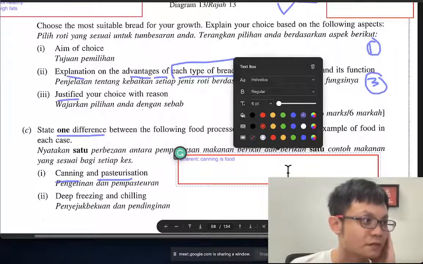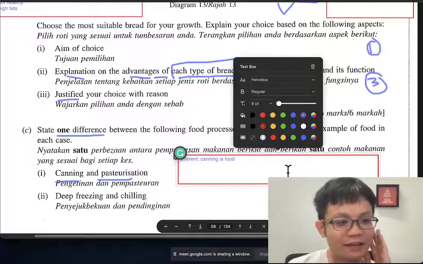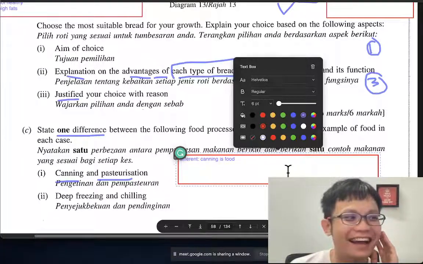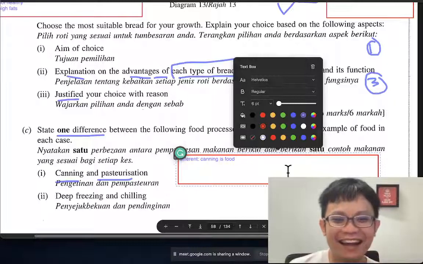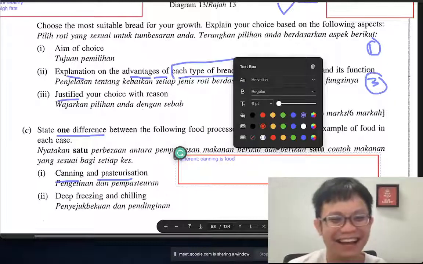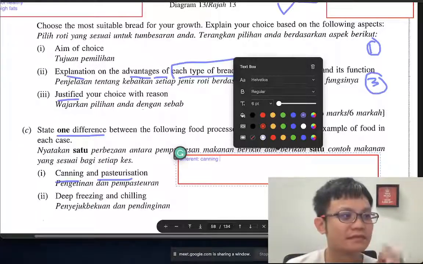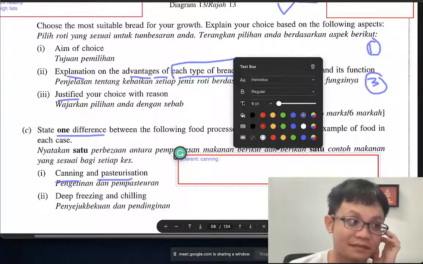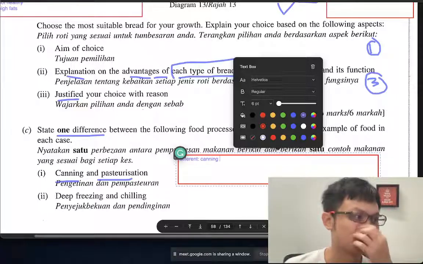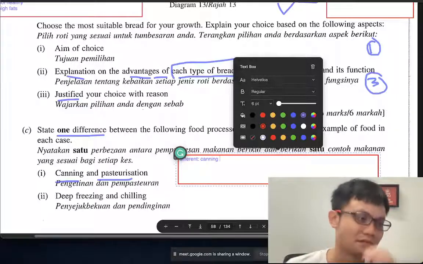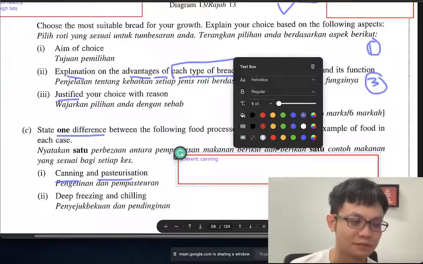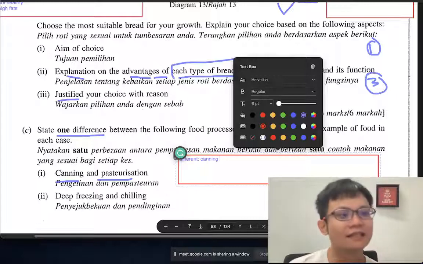Then pasteurized cannot be kept in cans, because I already said canning. Okay, so canning uses cans, and then pasteurization is where the liquid is heated to a temperature below its boiling point, then cooled quickly. Yes, very good. That is the main difference.